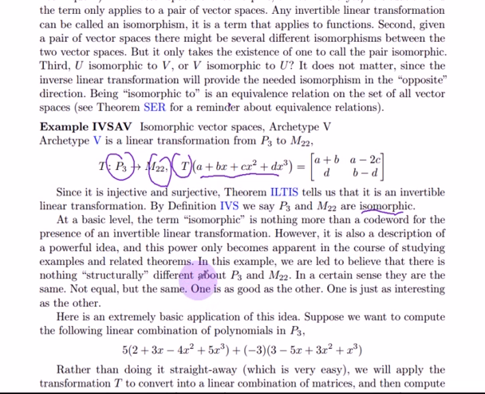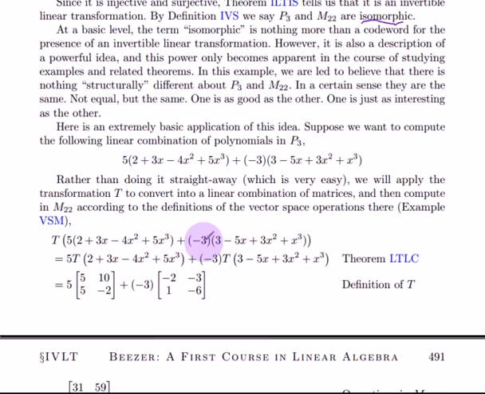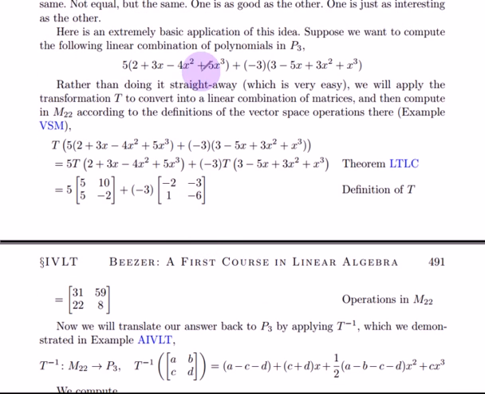Right, so what is isomorphism good for? Now isomorphism has certain consequences. For example, suppose I wanted to take a linear combination of two polynomials. You could do this directly, or you could do the following. You could take the linear transformation of the combination. And we know that for a linear transformation, the linear transformation of a linear combination is the same linear combination of the transformed polynomials.